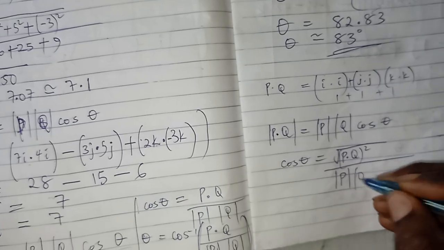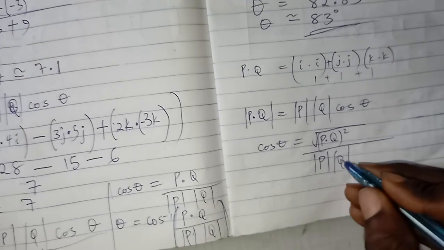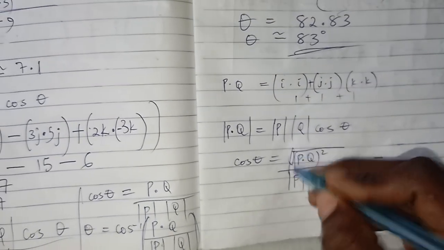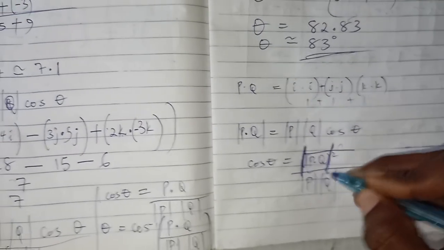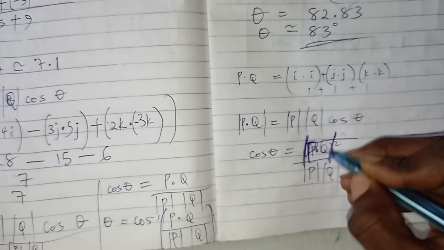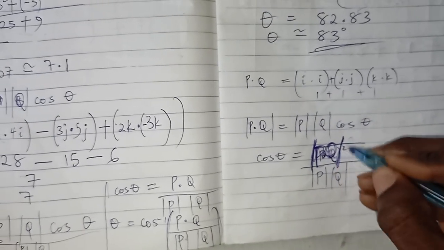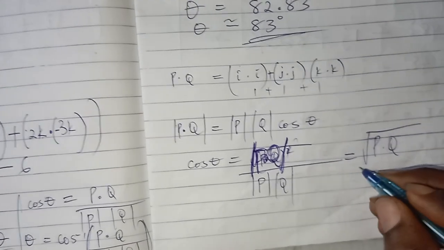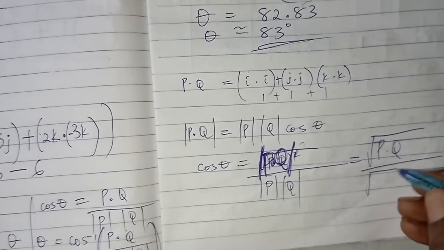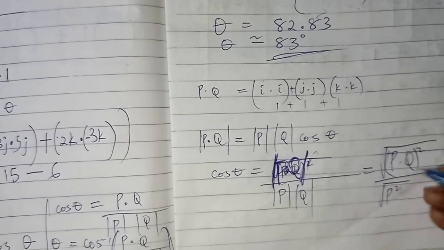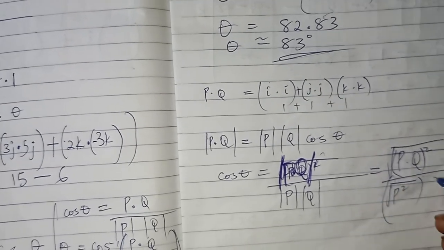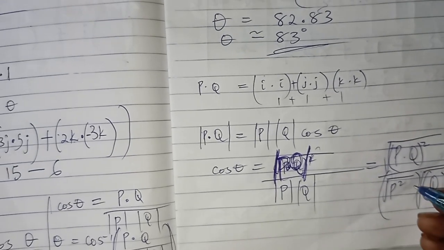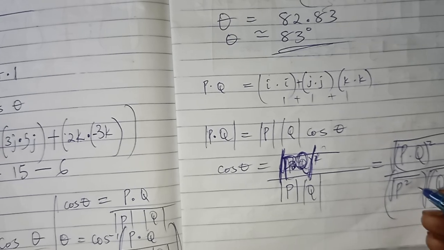You know that this magnitude is also the same thing as saying this thing. Okay, let's leave it this way. This P dot Q is now the same thing as saying P dot Q all over square root of P square, then square root of Q square. So if you know this, you are good to go.